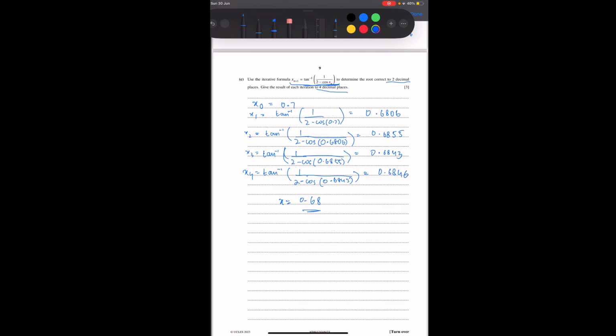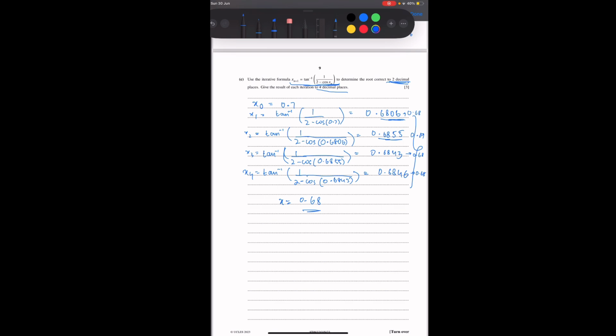Now in the question they asked us to find the root correct to 2 decimal places. So how do we know till which x value we have to stop? Basically, round these values to 2 decimal places, and when you get the same values, that is the answer. Like if I round this value to 2 decimal places, it's going to be 0.68. If I round this value to 2 decimal places, it's going to be 0.69. If I round this value, it's going to be 0.68. And if I round this value, it's going to be 0.68 again.